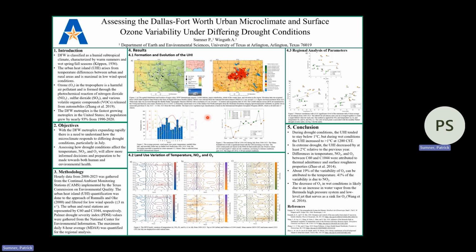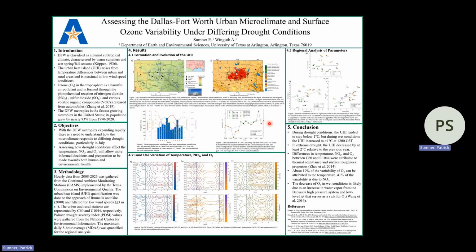I used the Palmer Drought Severity Index as an indicator for soil moisture. When correlating the temperature, nitrogen dioxide, and ozone, I did so with the maximum daily 8-hour average. I calculated this for all the stations and averaged them all together to get one single value for each year.